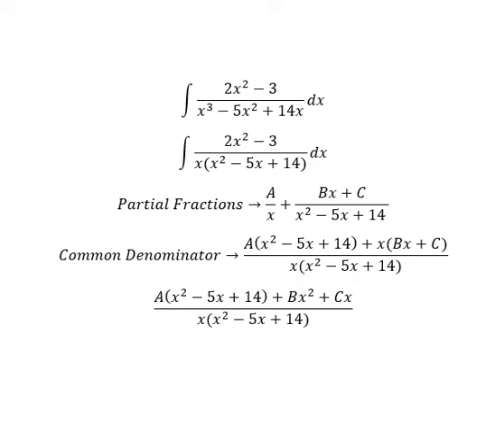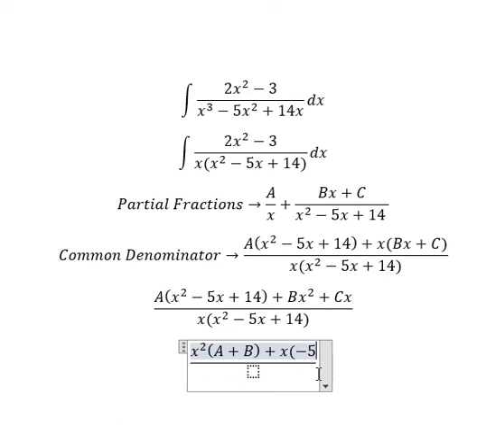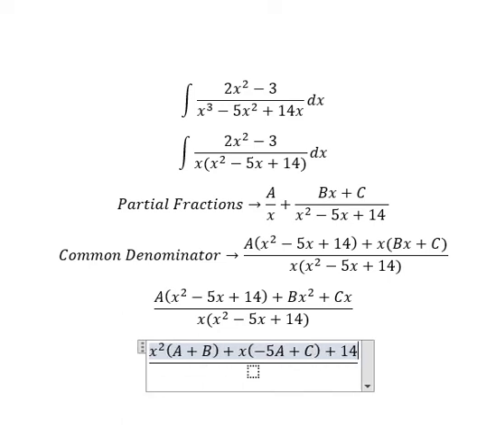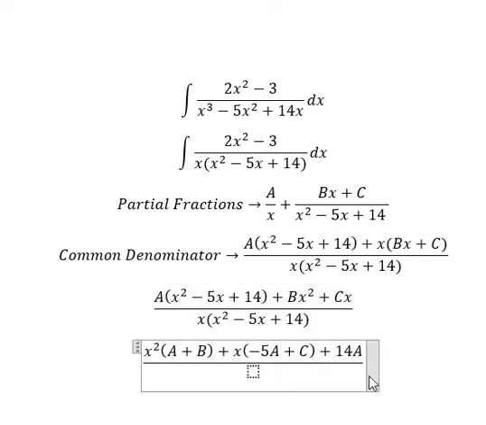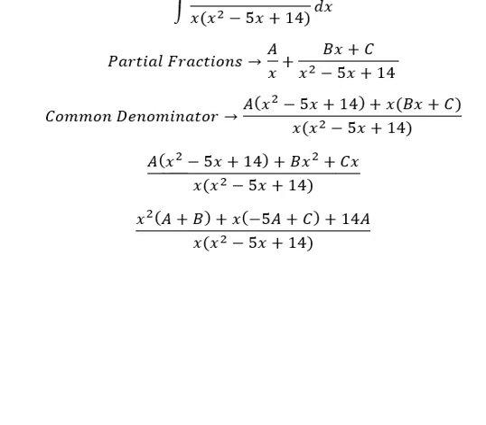Next, we need to arrange based on the terms of s. About s squared, we have a plus b. About s, we have negative 5a plus c. About the numbers, we have 14a. So I will put this one going here. Now we need to find the system of equations.